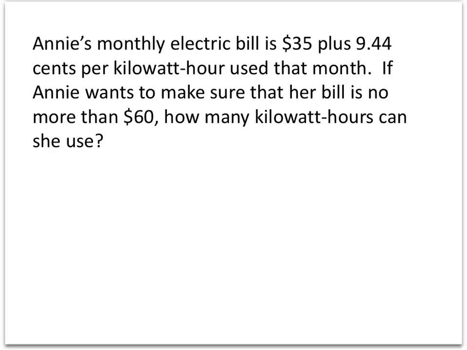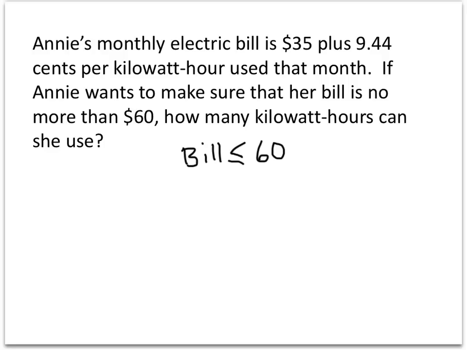Now we have a word problem. Annie's monthly electric bill is $35 plus 9.44 cents per kilowatt hour used that month. If Annie wants to make sure that her bill is no more than $60, how many kilowatt hours can she use? Let's set this problem up in stages. We're asked to make sure that Annie's bill is no more than $60. No more than, so not greater than, is just another way to say less than or equal to. So we can get started by saying that the bill has to be less than or equal to 60.